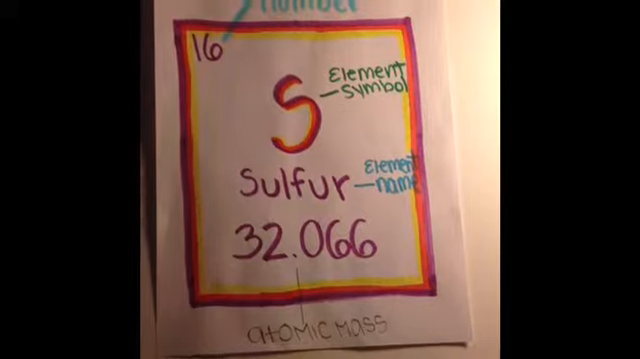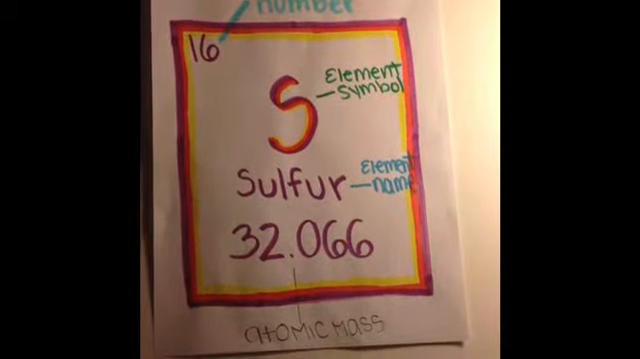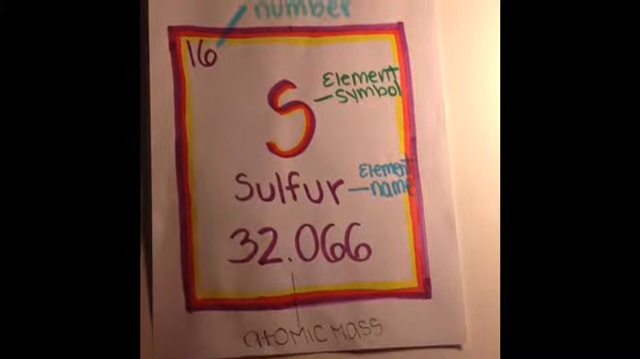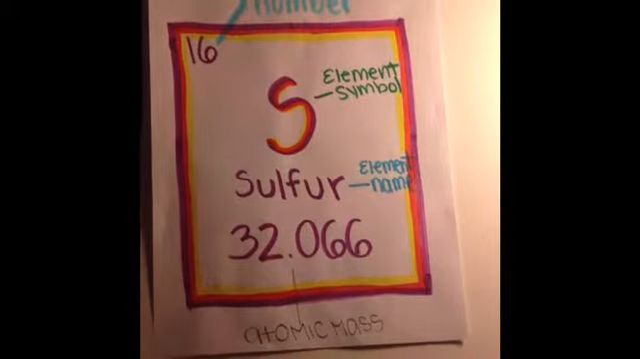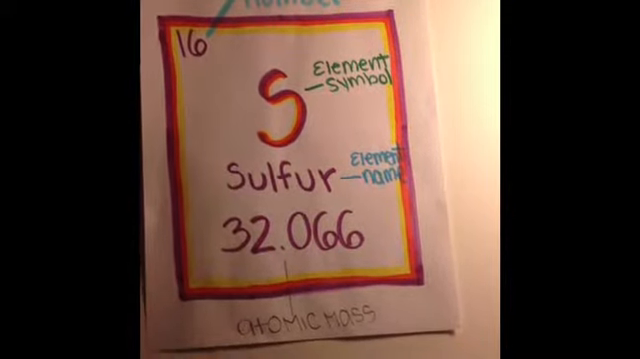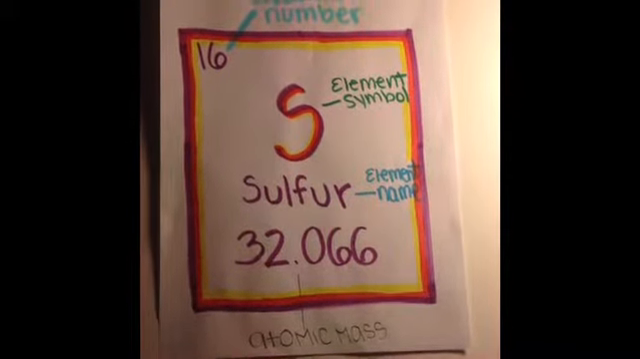So now all we have to do is round 32.066 to just 32. This is our mass number. Then we must subtract 16, our number of protons, from our new mass number, which is 32. So 32 minus 16 is... 16! Good job! It's 16.